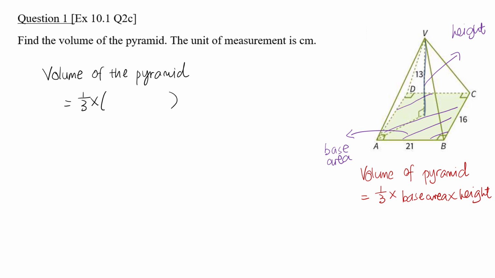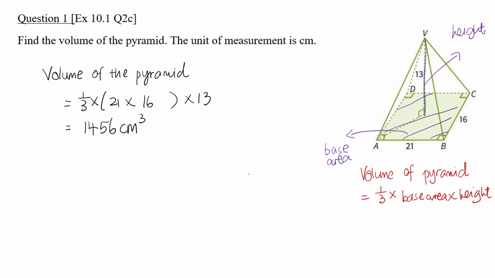Since the base is a rectangle, the area of a rectangle will be length times breadth. Then multiply by the height, which is given to be 13. And with all this, you can just use the calculator to evaluate the answer. And the answer is 1456. And since we're finding volume, the units would be centimeter cube.